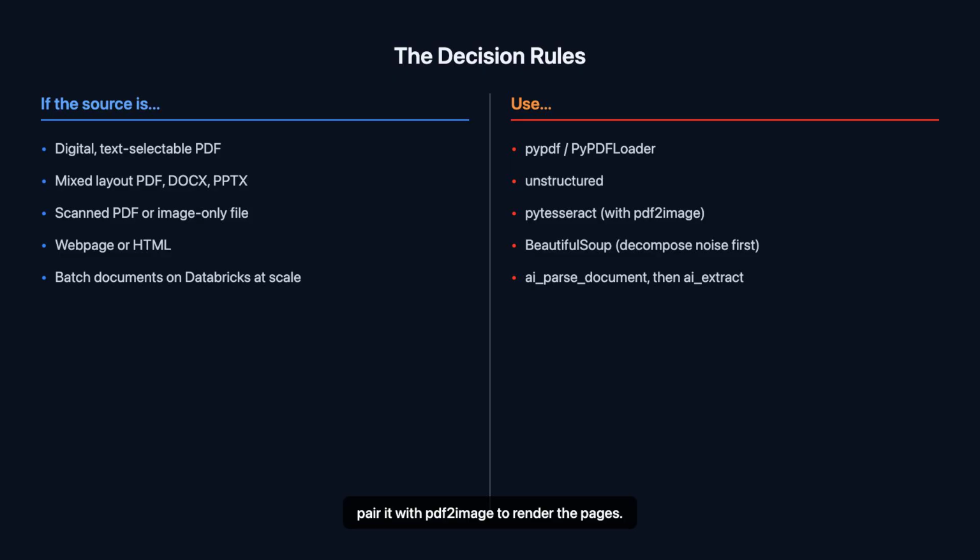the pages. If the source is a web page or HTML, use BeautifulSoup, and remember to decompose the noise tags before extracting. And if you are running batch document processing on Databricks at scale, reach for ai_parse_document, and chain ai_extract on top when you need typed fields.